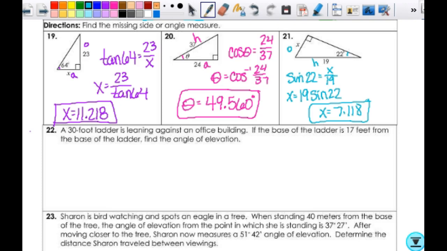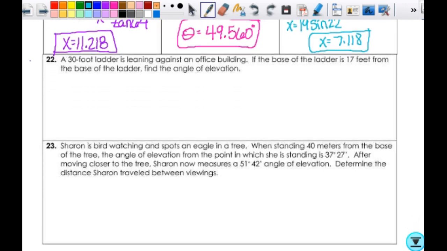All right, so number 22, I'm going to have to draw and label a picture here. This says a 30-foot ladder is leaning against an office building. If the base of the ladder is 17 feet from the base of the ladder. Remember, that doesn't really make any sense, so this should say building.